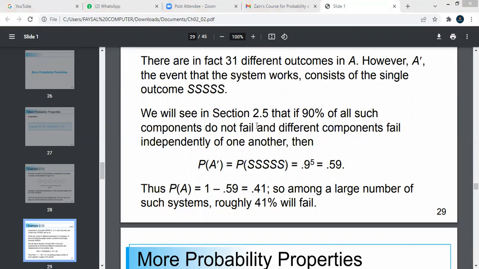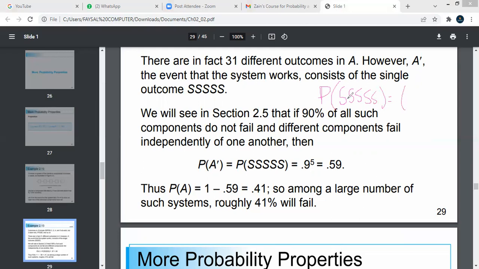As we know, in the previous section, section 2.5, the probability of success for each event equals 0.99, as I calculated before. Is it clear? Probability of success, yes. Okay. So now we have to find the probability of complete success, where all five components succeed.